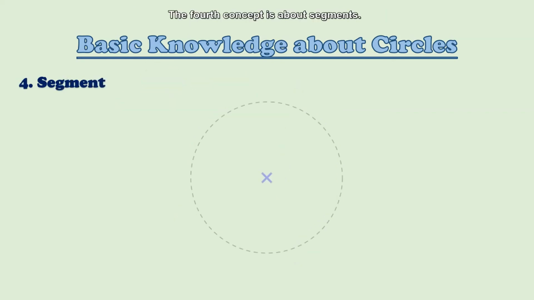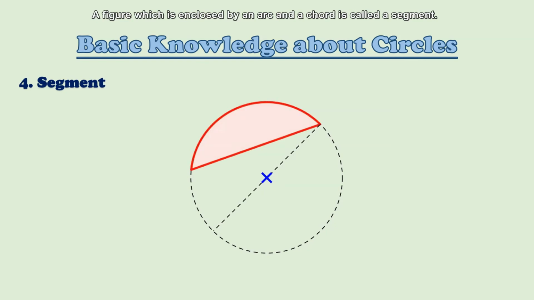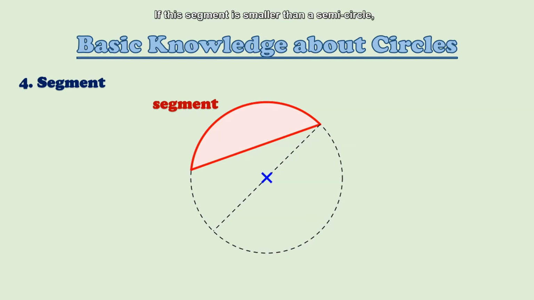The fourth concept is about segments. Again, suppose this is a diameter of this circle. A figure which is enclosed by an arc and a chord is called a segment. If this segment is smaller than a semicircle, this is called a minor segment. If we have points A and B here, this minor segment can be denoted by AB.